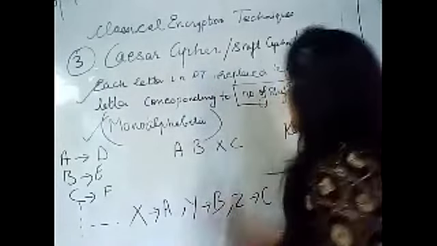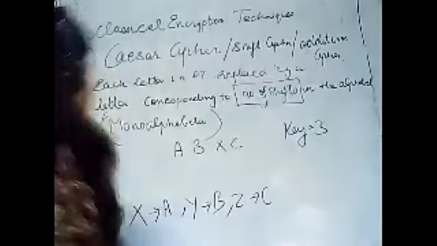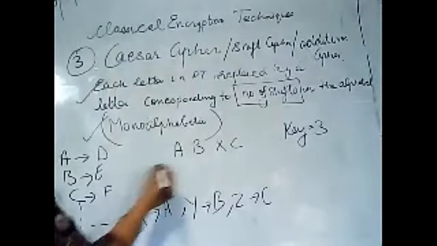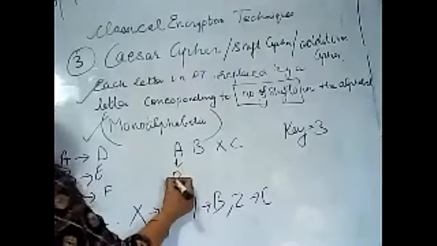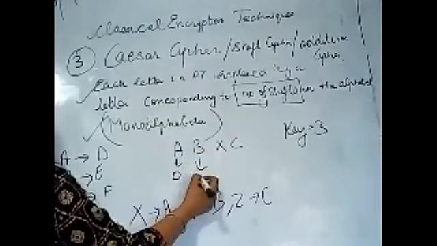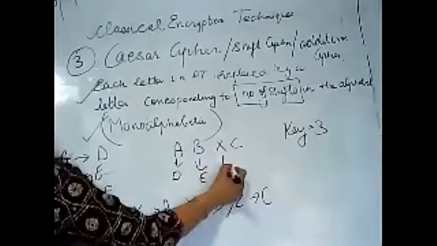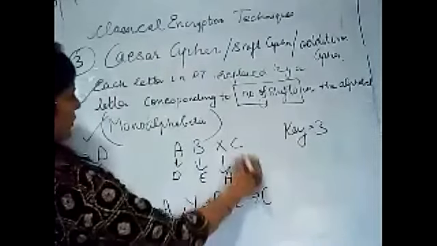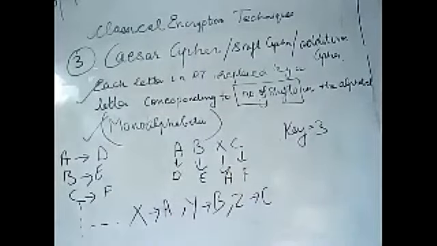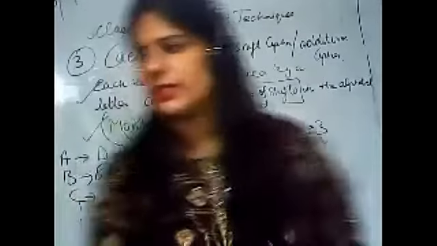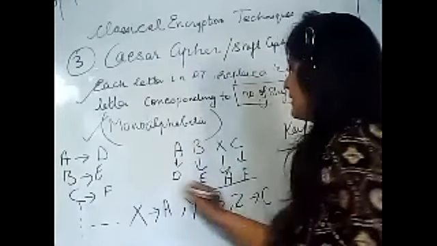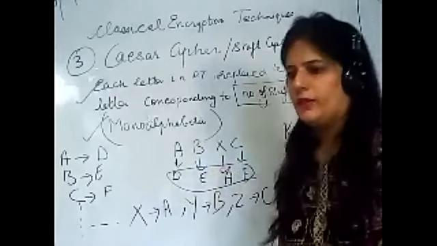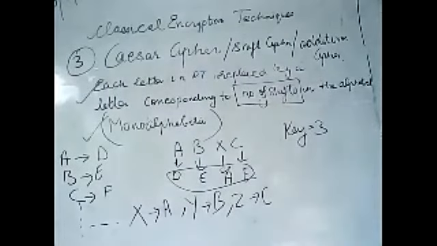Fine. So the same type of substitution will work on this word. A will be represented with D, B will be represented with E, X will be represented with A, and C will be represented with F. So this is the word that we get, the ciphertext message, that is D, E, A, F. This is how the ciphertext works.